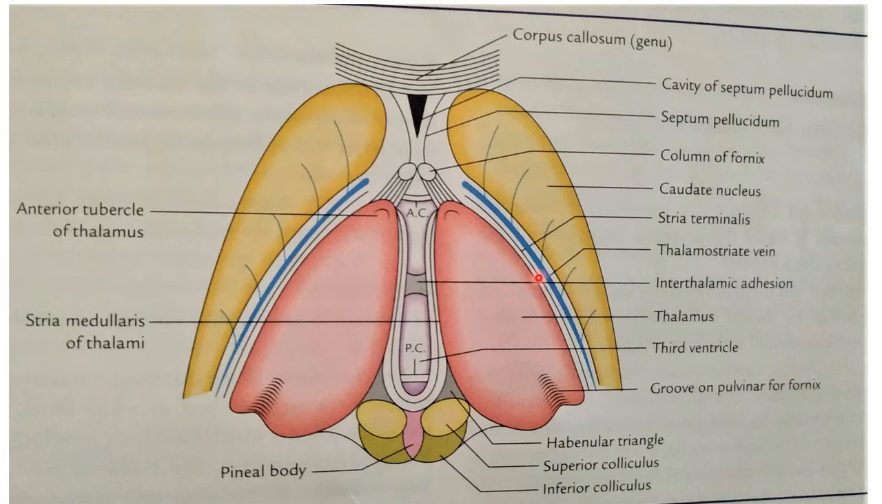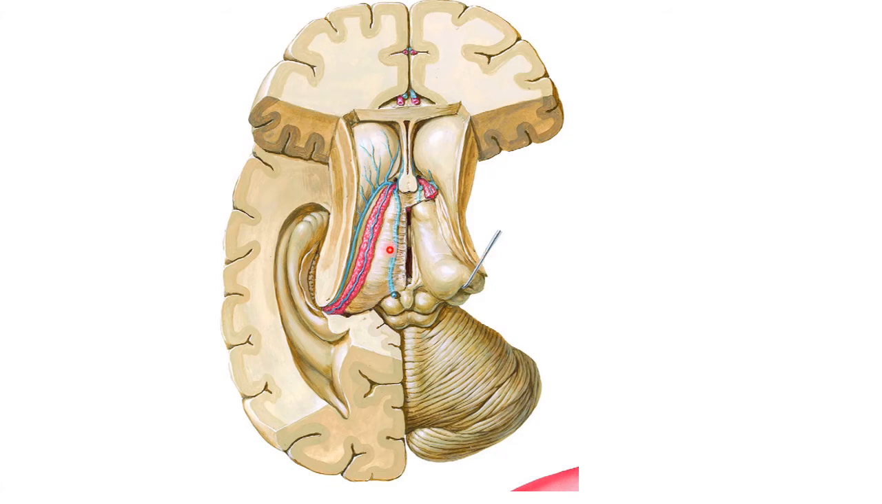Try to remember the superior surface structures: the thalamostriate vein, the body of the fornix, and the choroid plexus of the third ventricle, which is connected with the apex of the habenular trigone. Here you can identify the choroid plexus, here the thalamostriate vein, and medially the choroid plexus, which forms the ependymal roof of the third ventricle.